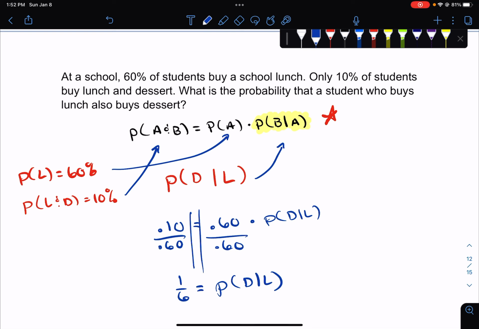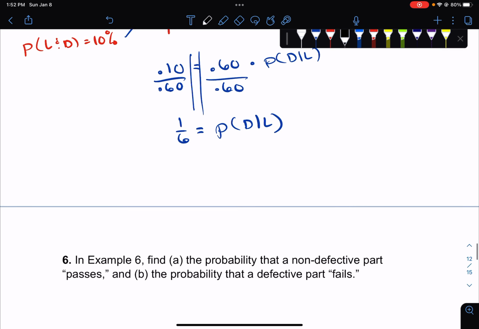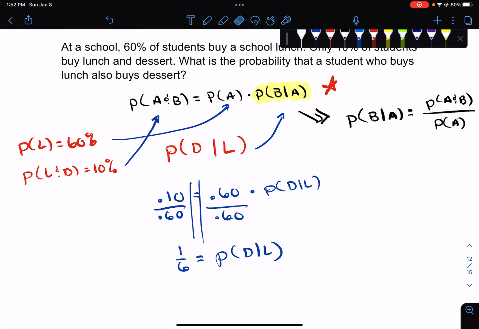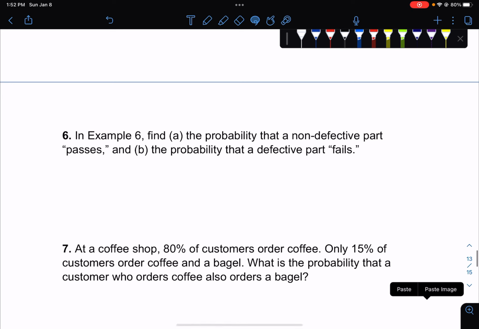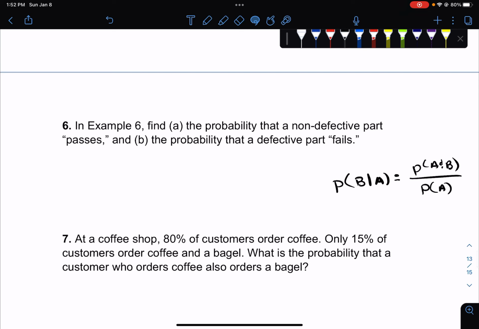You could rewrite this formula if it's easier. We can rewrite it to be the probability of B given A equals the probability of A and B on top divided by the probability of just A. So let's try another one using that formula. Actually, maybe we'll take it with us. Let's take this formula. I'm going to copy that and move it down here. We're going to use this same idea. In example 6, find the probability that, oh, never mind, we're not because we have a table.